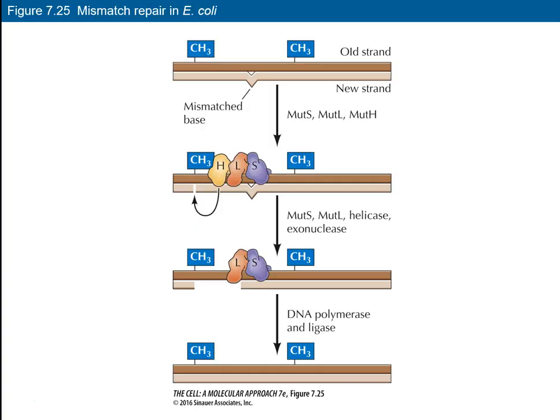So I want you to understand the general mechanism here. This is showing you that the old strand, the template strand, is methylated. The new strand is not. And that's what allows the cell to know what's old versus new. And so obviously it's going to fix this mismatched base, not this one. This is the correct one, this is the wrong one. Okay, so these are the three proteins, enzymes that are involved in this, and one will identify it.